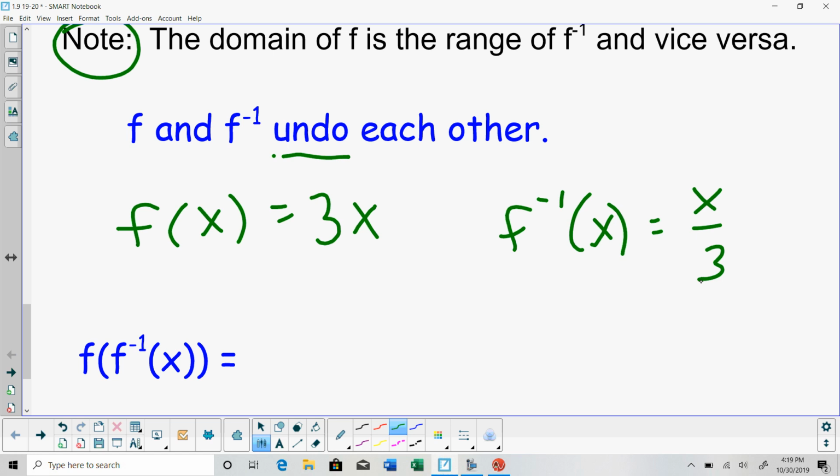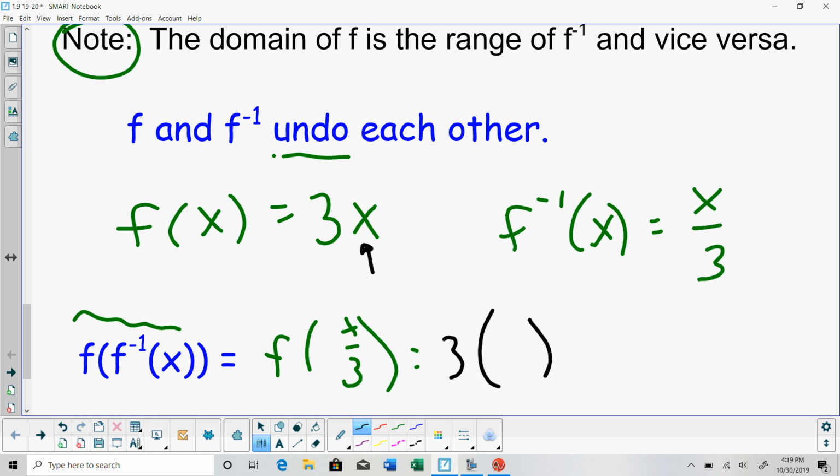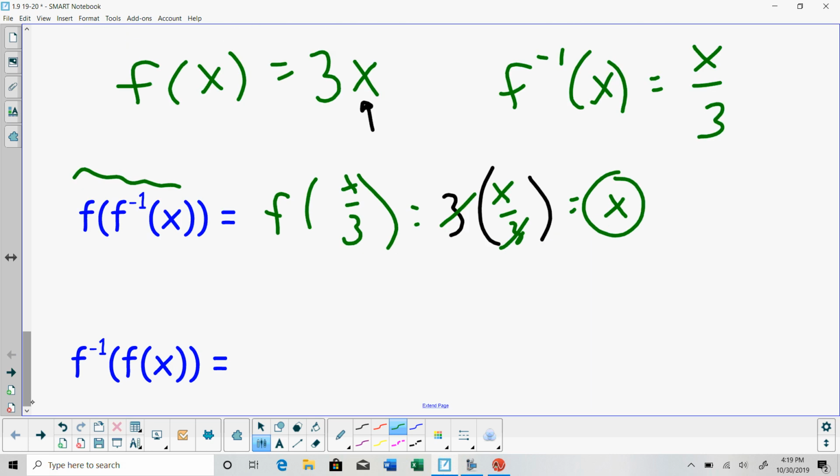So if I want to find f of f inverse, you know all about composite functions from section 1.8. My inverse is x over 3, so I'm going to plug x over 3 into my f function wherever I see an x. So I'm going to have 3 times x over 3, and the 3's divide out, and I'm just left with x. I'm starting with x, and I'm ending with x. They're undoing each other.